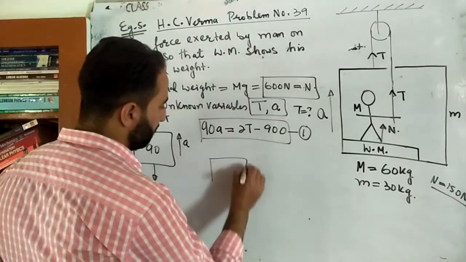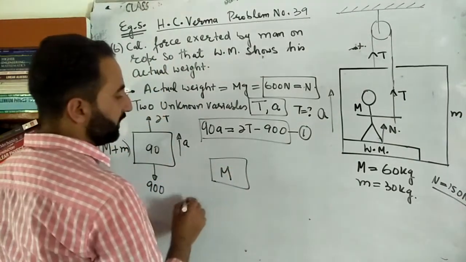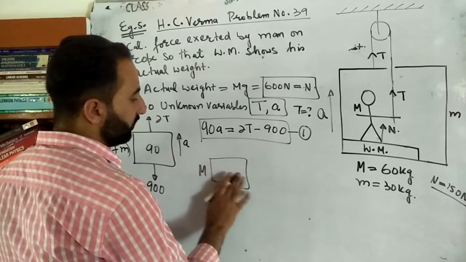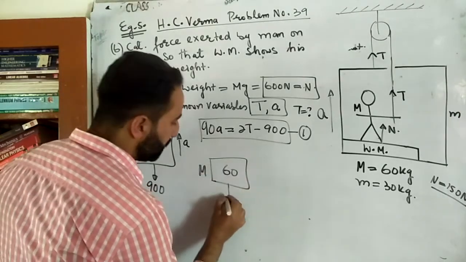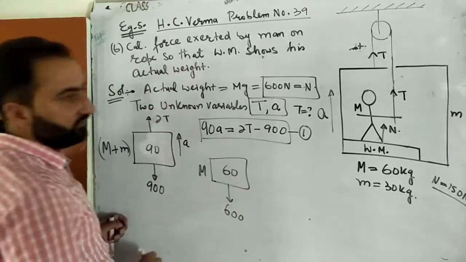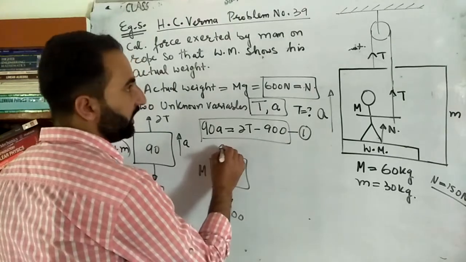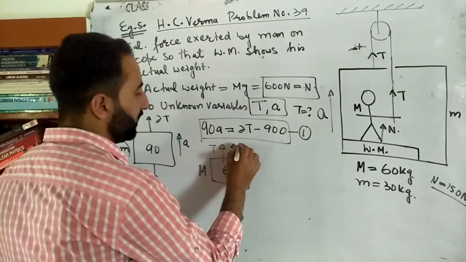So this is the man whose mass is capital M. And how much is that capital M? That's equal to 60, so its mass is 60. So in the downward direction is 600, its weight. In the upward direction there is a force T, and the second force is the normal reaction.